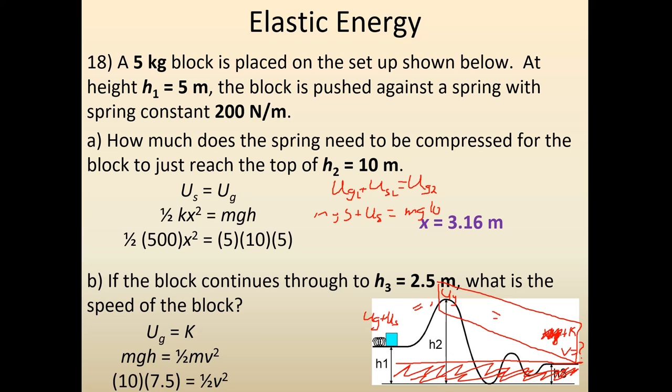So when I do this, H2 is 10 meters, H3 is 2.5 meters, that change in height is going to be 7.5 meters instead. Use this, solve for V, and I get 12.2 meters per second.